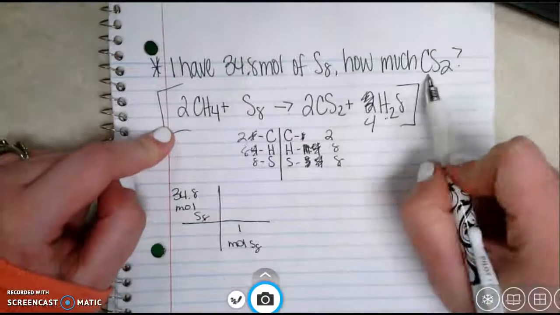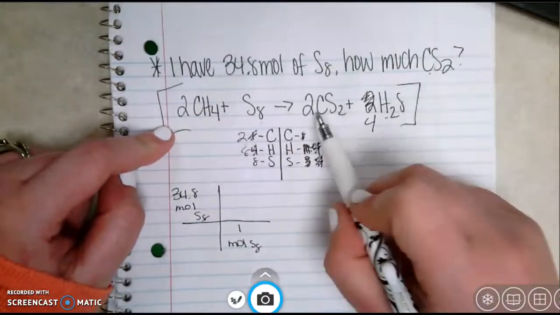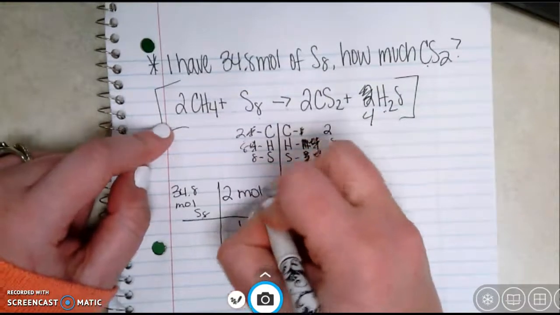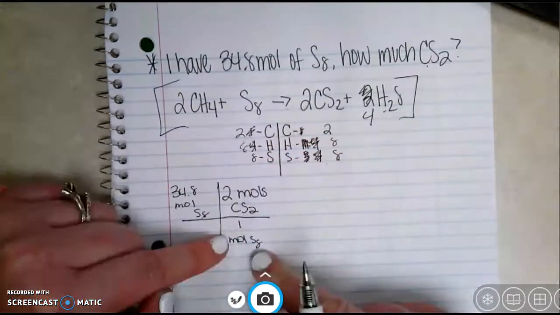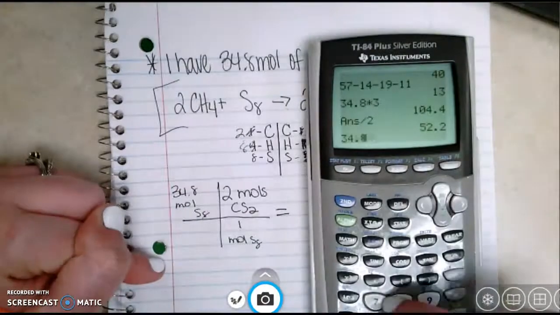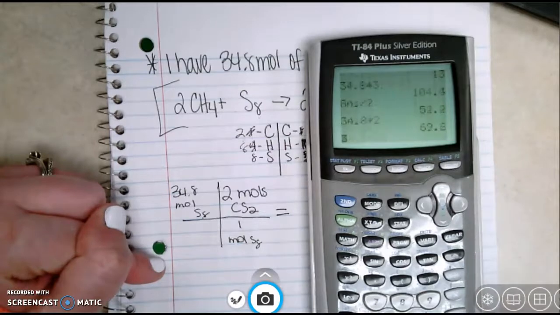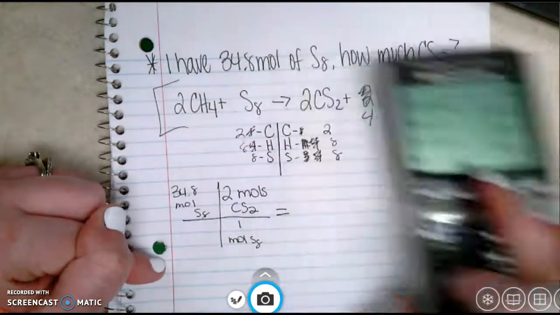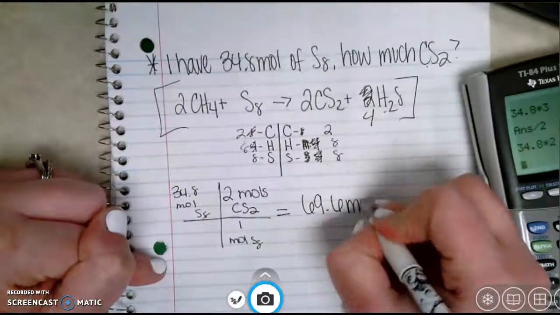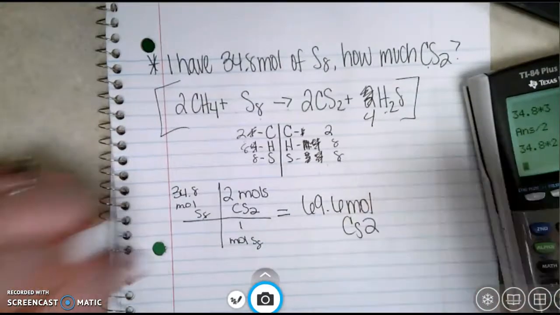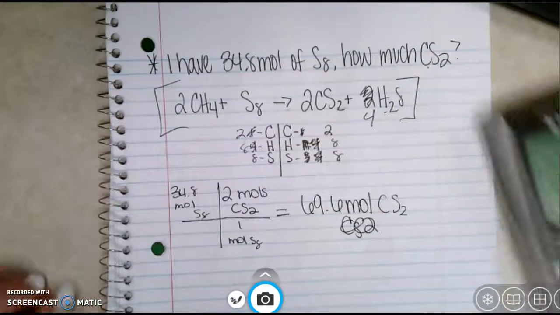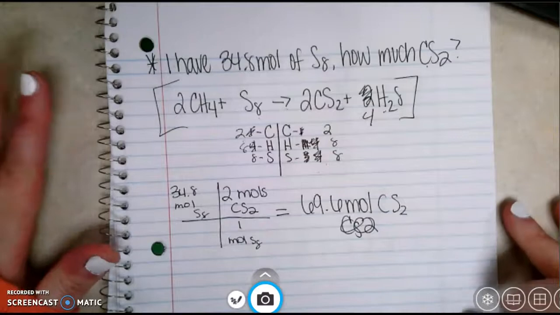Now I'm trying to get to CS2, which if I use my balanced equation, I know there are 2 moles of CS2 for every 1 mole of this. So I'm going to go ahead and put that in my calculator. 34.8 times 2 gets me 69.6 moles of CS2. Okay, that was not how you write that. There we go.